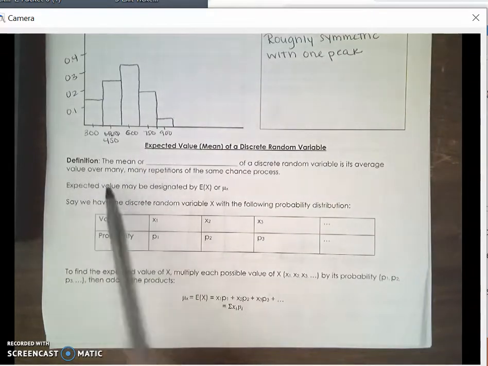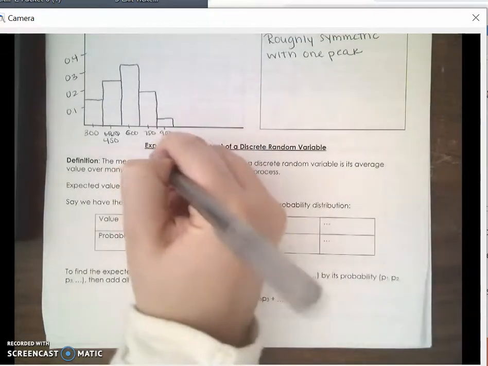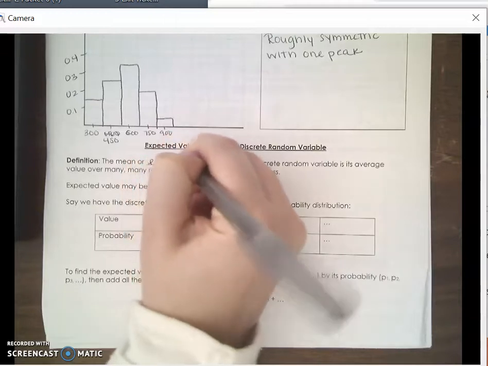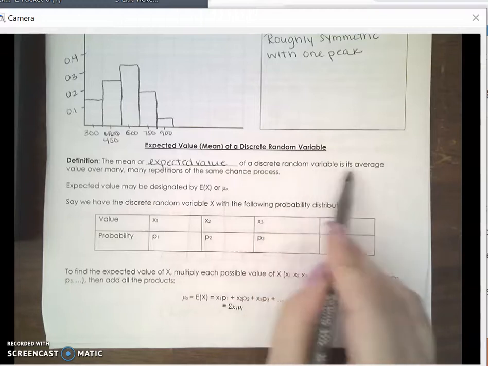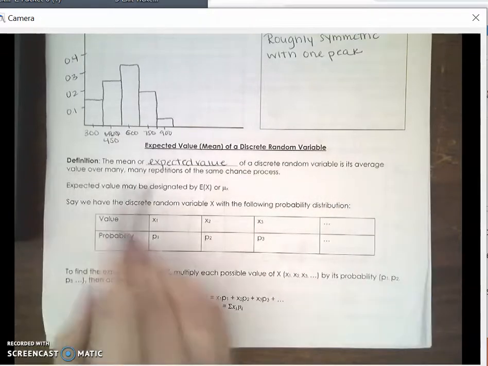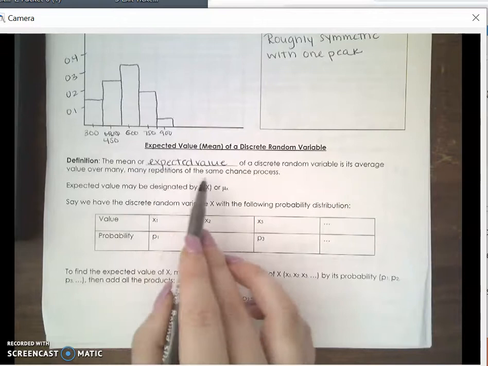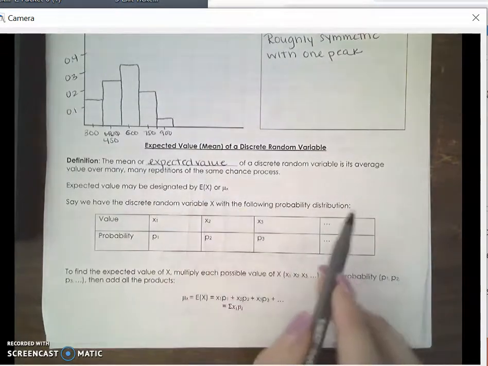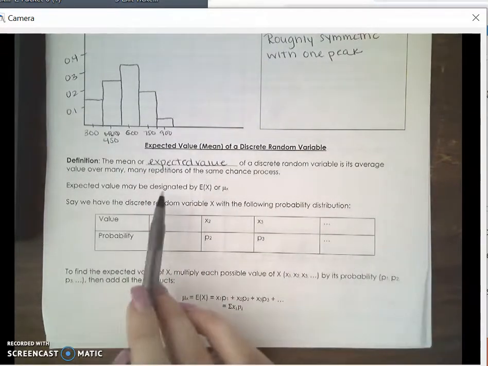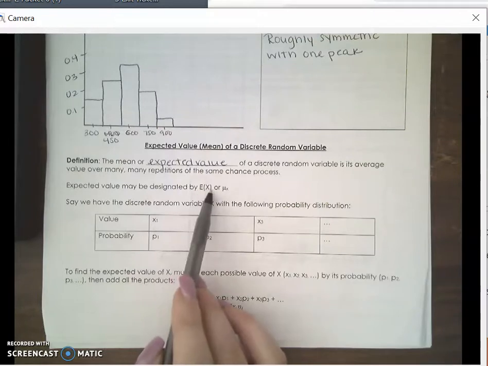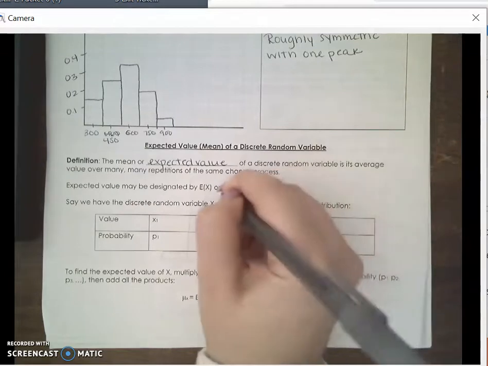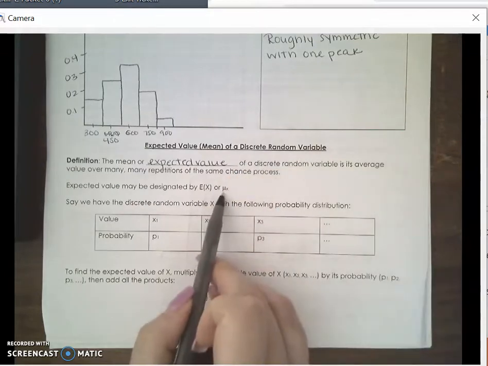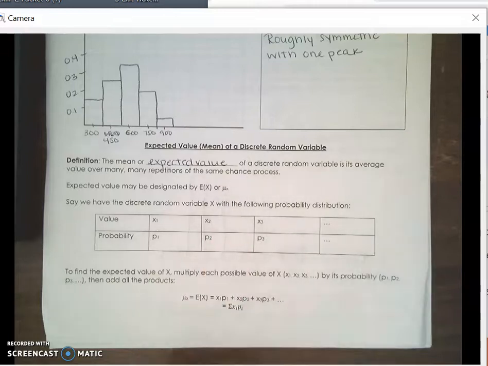So the definition will be the mean or the expected value of a discrete random variable is its average value over many repetitions of the same chance process. So the expected value may be designated by capital E of x, or mu of x. So this variable here is called mu, and that represents the mean of this discrete random variable.